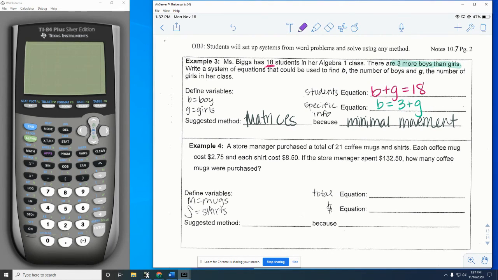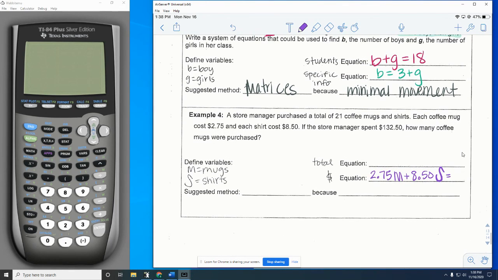Now be careful when using S's as variables. You want to make sure it's a very obvious S and not a 5. If you think your S's look too much like 5s, then you might want to do some other letter. So I see things about money. So I'm going to put those together first. Coffee mugs are $2.75, so it's $2.75 per mug. And then shirts are $8.50. And there's my very obvious S, that's not a 5.